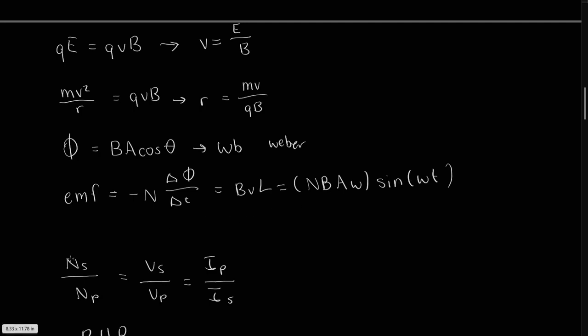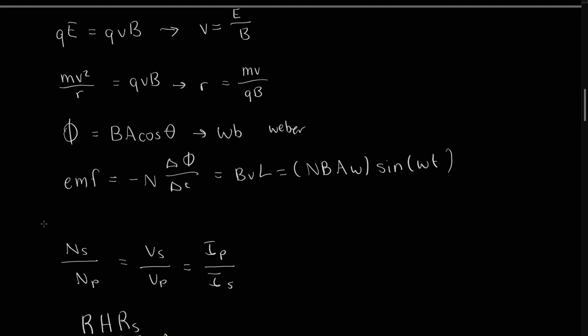Now, if we're dealing with a transformer, there are different formulas that we can use to calculate the number of turns, the current, or the voltage. We can do this with N_S, with S denoting the secondary and P denoting the primary. So N_S over N_P is equal to V_S over V_P, which also equals I_P over I_S. We can use these ratios to figure out any missing quantities.